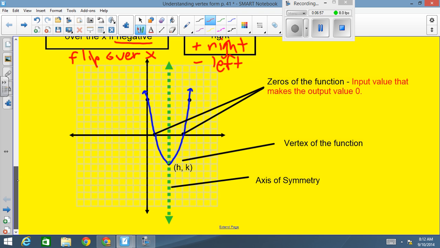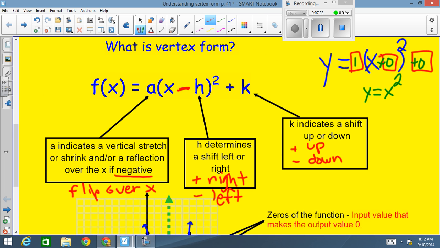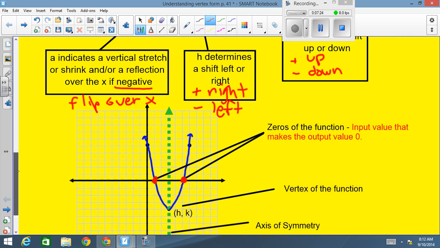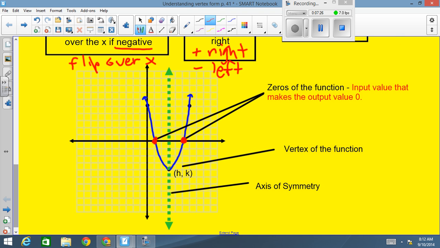On your sheet there on page 41, they give you an example of a function, and they mention a couple other things. First thing are zeros of the function. So that's right here. We talked about that last unit. Your zeros of the function are where the graph crosses the x-axis. Really, those are two values that when you put them into the x's, the output is 0.